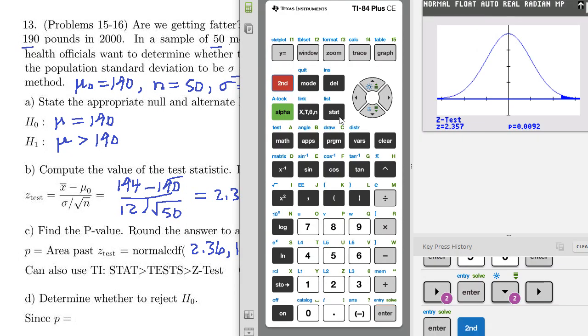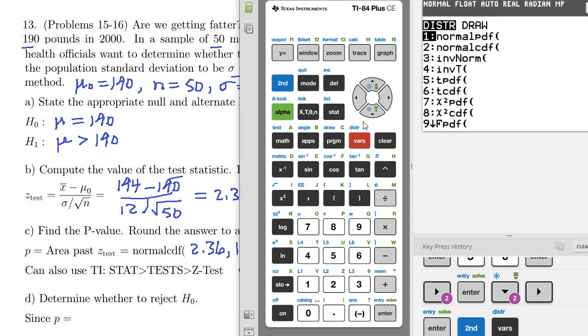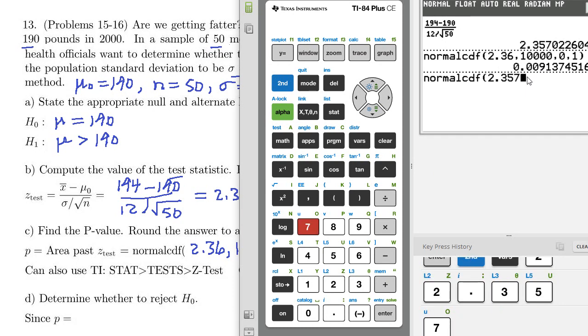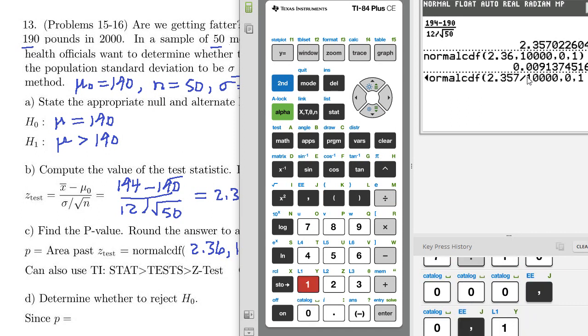we do, let's see here, second variables, normal CDF, and if we did 2.36, we got 0.0091. So if we use 2.357, if we use 3 decimal places of accuracy there, and still the 10,000, and still the 0 and the 1. So the only difference is I used 1 more decimal place in my lower limit.